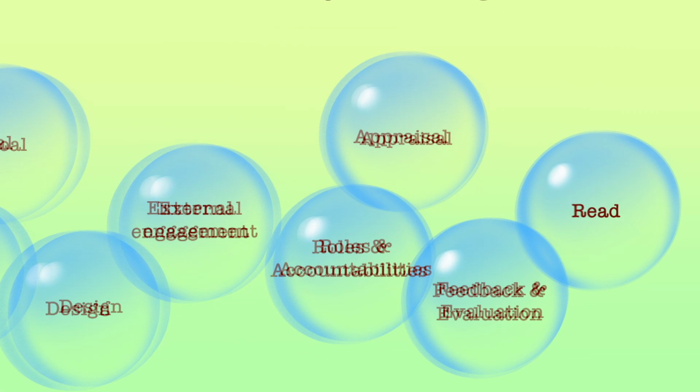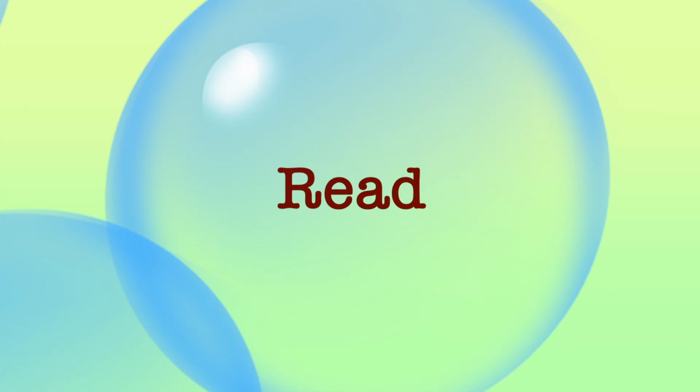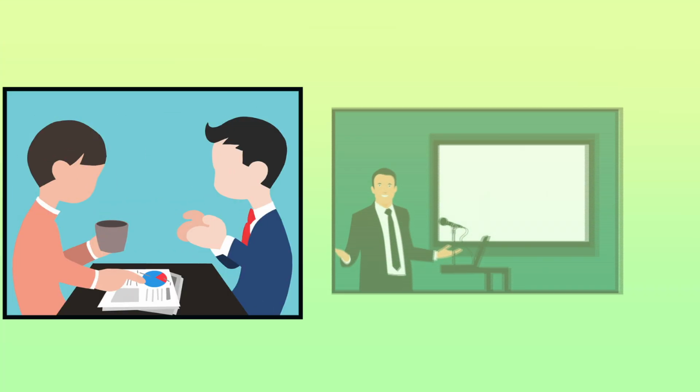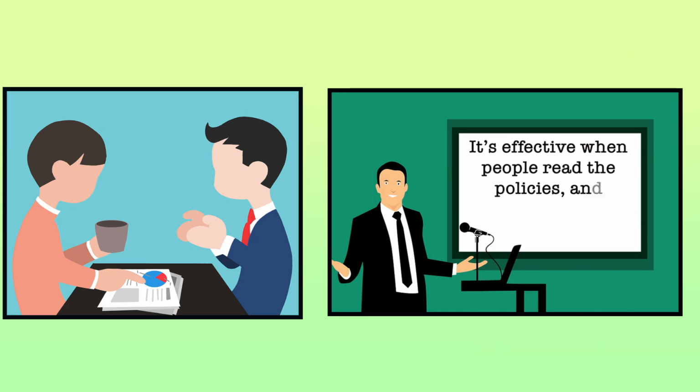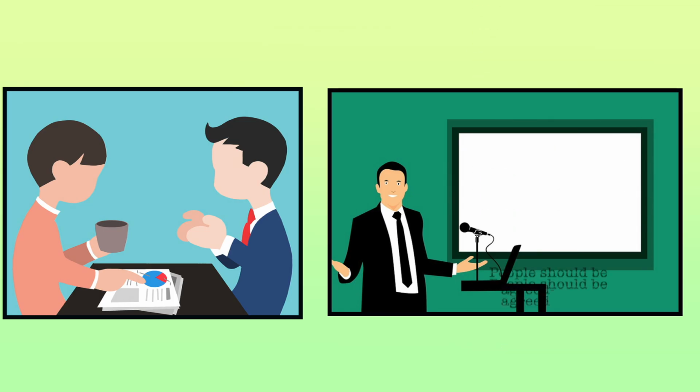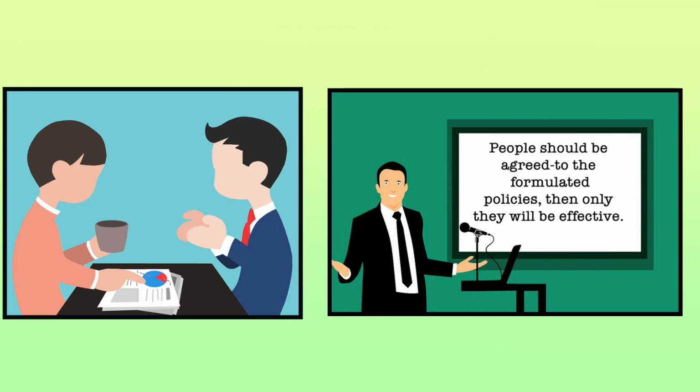Last but not least, the policy must be read by the targeted staff or audience. Policies are only useful if the people for whom they are targeted read them. It's effective when people read the policies and understand them. People should agree to the formulated policies, and only then will they be effective. In this dynamic environment, as the need arises, policies should be updated from time to time to keep them effective.